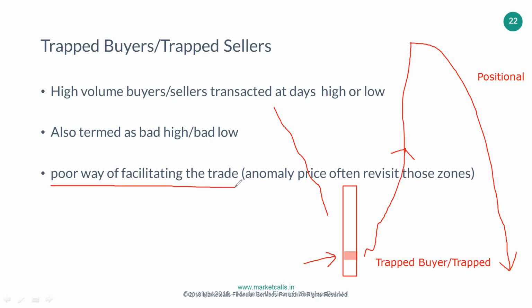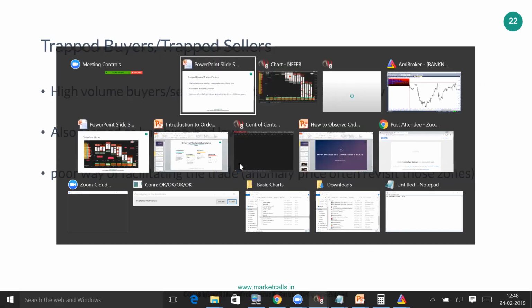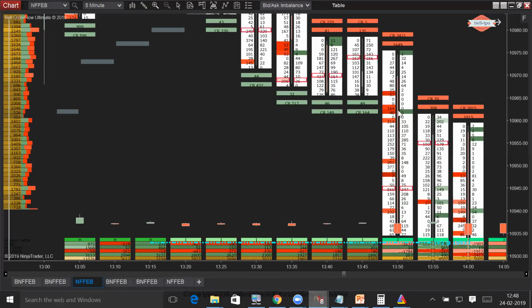But whenever you are seeing 1000 lots at the day high, or 500 lots, or 750 lots at the day high, they are a characteristic of a trap buyer or a trap seller. Always price has a tendency to revisit back positionally, right? So one of the examples we saw was last Friday in Nifty, where we had such a trapped buyer at the day high, where somewhere around 900 quantities got traded at the day high. So I want to show you now.